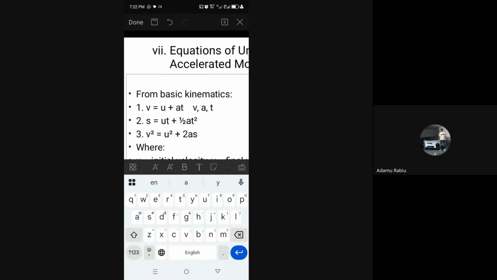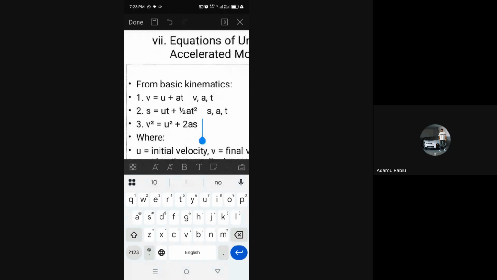Then to apply the second one, please follow what I'm saying. You need to see distance or displacement or height, which is your S. You need to see acceleration in the question. You need to see time, that is SAT. So if the three parameters you see in the question are distance or displacement, acceleration, and time, you employ this second one.